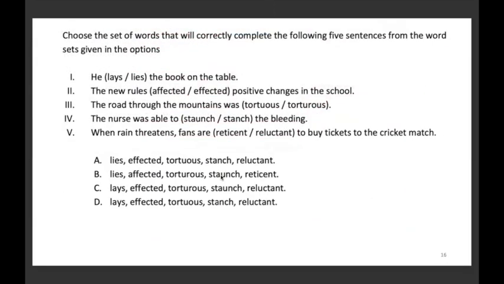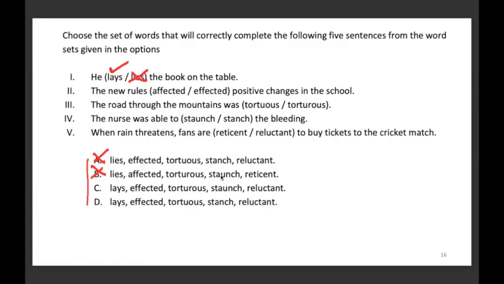Choose the set of words that will correctly complete the following 5 statements from the word sets given in the options. We'll identify which of these word sets will correctly fit in all the statements. First one: he lays or lies the book on the table. The correct one is lays. So this is wrong, so your option A is wrong, B is also wrong. It will be one of C and D.